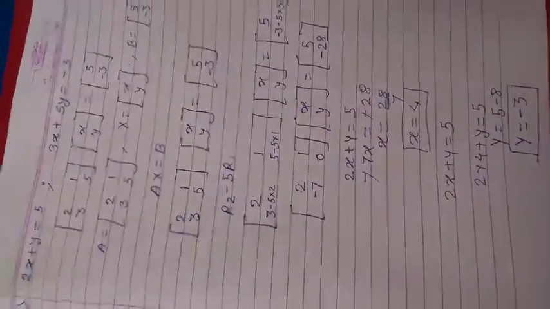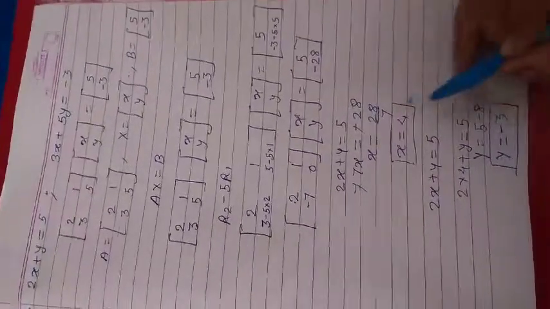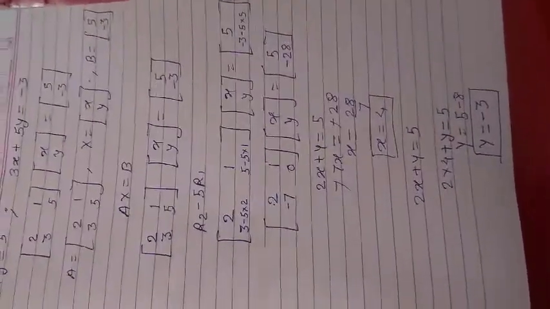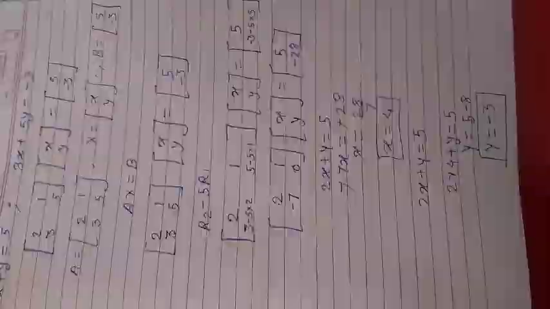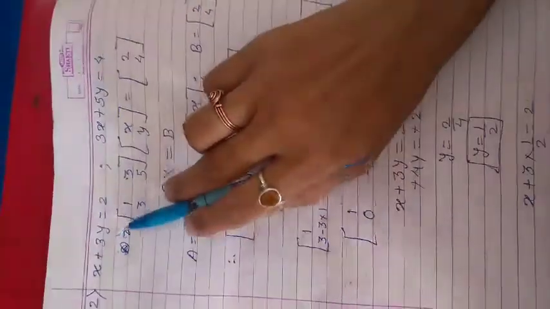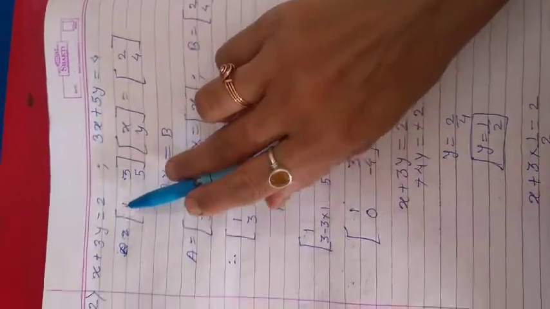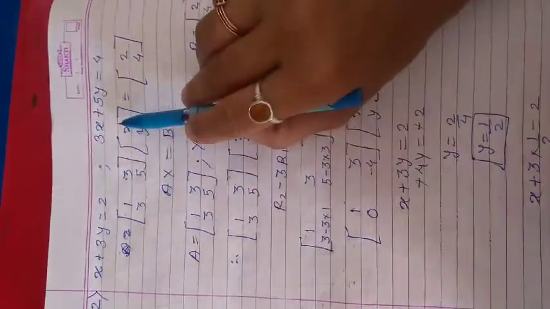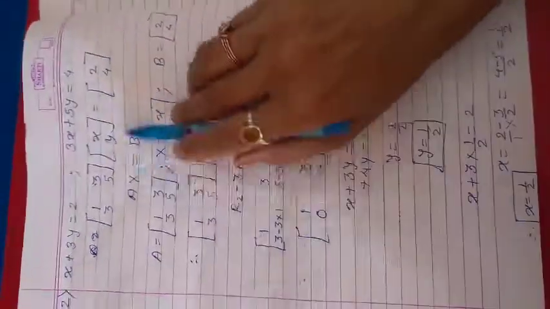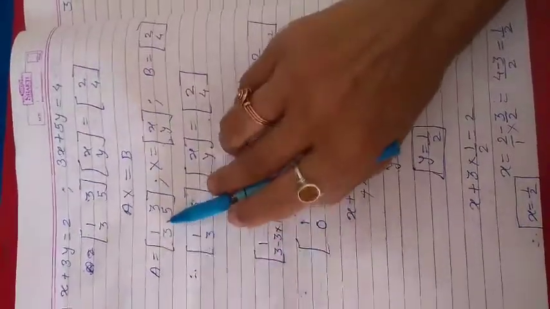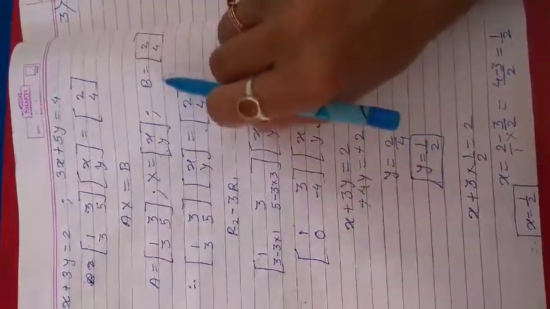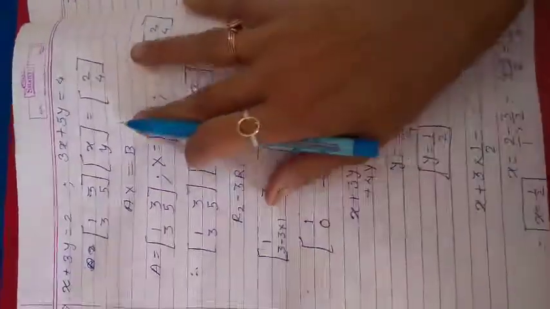So this is the method of reduction for finding the values of x and y. Now we will see the second example. Again we will write this in the form of a matrix. So this is [1 3; 3 5], [x; y] and [2; 4]. Now this is of the form AX equal to B, where A is this, X is [x; y], and B is [2; 4].